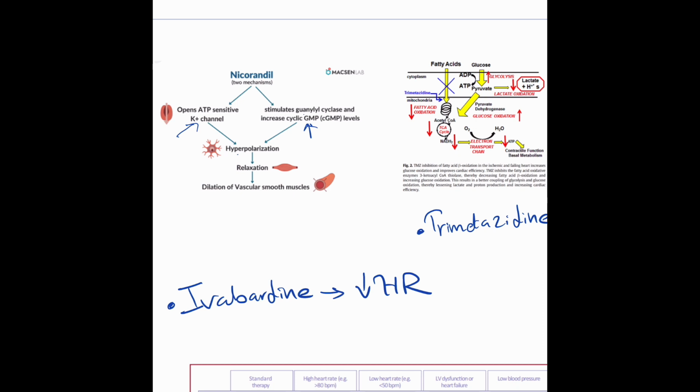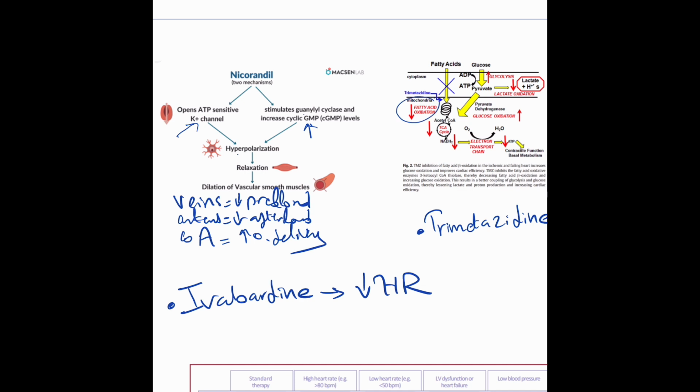And with the relaxation, we relax all the vessels, including the veins, so it decreases preload. It relaxes the arteries or arterioles, decreasing afterload, and the coronary arteries themselves, so better oxygen delivery. Trimetazidine basically inhibits fatty acid oxidation, and thus, after you look at all this process, results in decreasing the ATP, causing decreased contractile function. And it's used for that purpose.